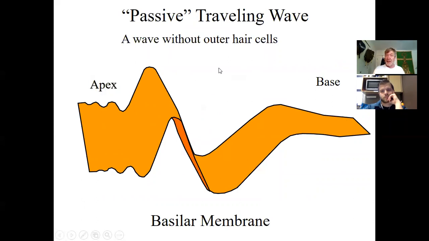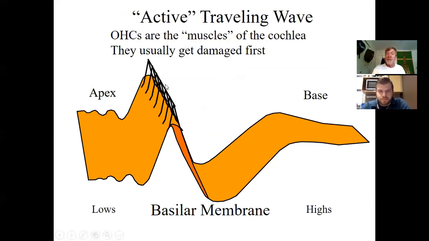And again, I'm going to highlight here, this is the basilar membrane. You might have one row of inner hair cells all along here, and three, four, five rows of outer hair cells. But always remember, the point of the cochlea is here, and the fat base of the cochlea is here, okay? But without outer hair cells, your traveling waves are round. They're not sharp. That's the difference.